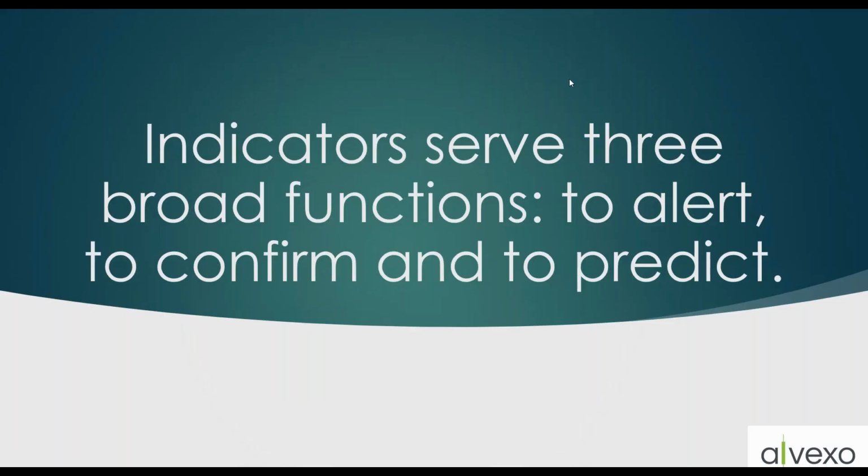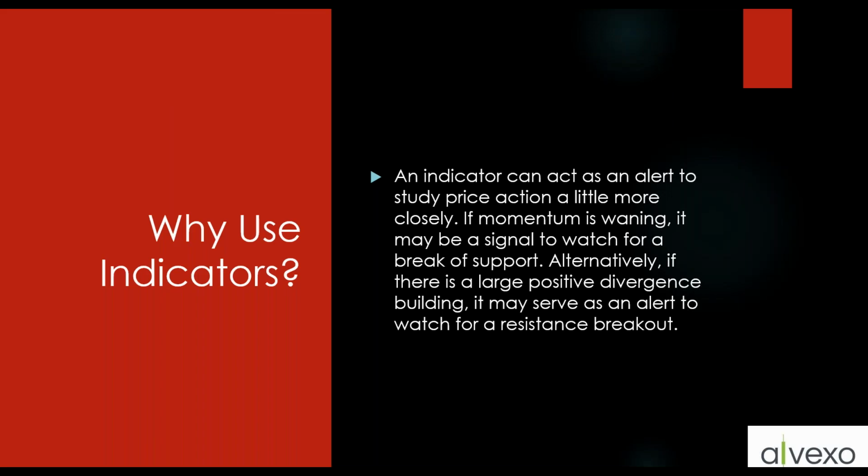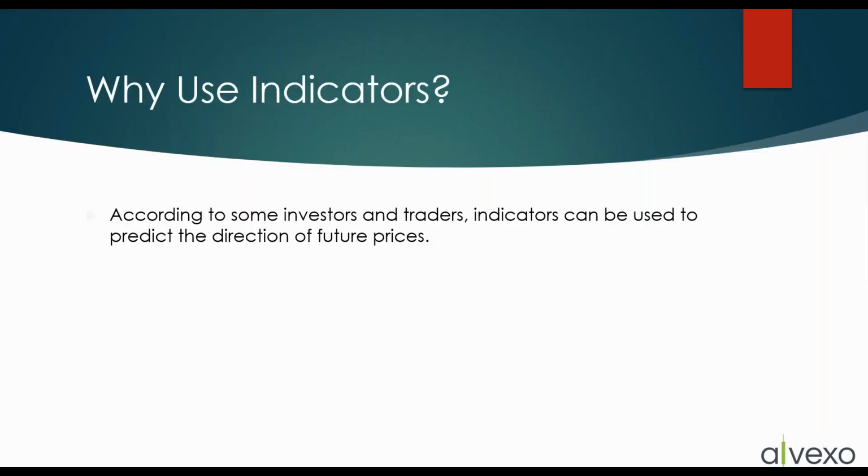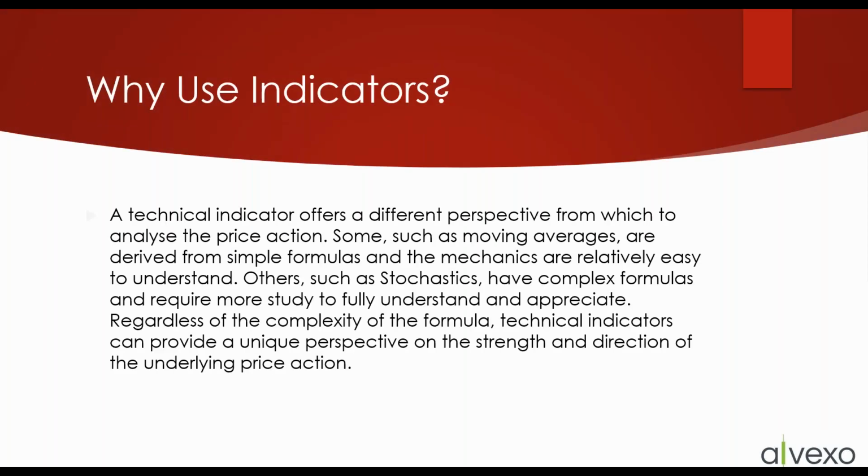So why use indicators? Indicators serve three broad functions: to alert, to confirm, and to predict. An indicator can act as an alert to study price action a little bit more closely. Technical indicators can be used to confirm other technical analysis tools. If there is a breakout on the price chart, like breaking out of a triangle, a corresponding moving average crossover could serve to confirm that breakout. According to some investors and traders, indicators can be used to predict the direction of future prices.